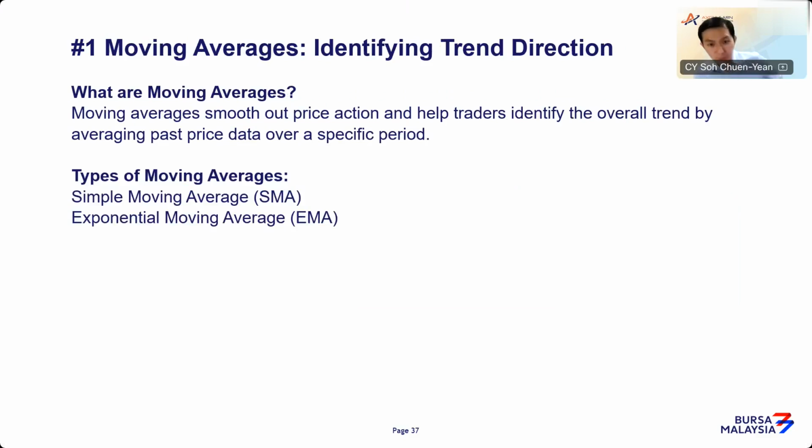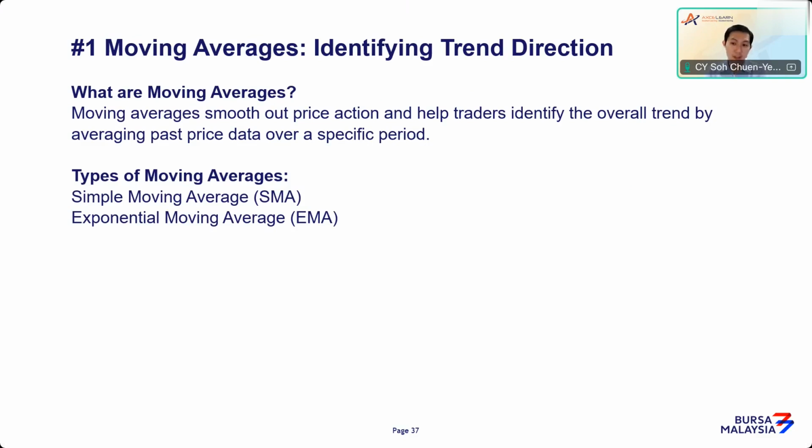Now let's have a look at the first indicator, which is the moving average. I believe you are quite familiar with this, because moving averages are tools to smooth out price action based on the average price data over a specific period. They help traders identify the overall trend by reducing noise and providing a clearer view of the market's direction. So we have the simple moving average and the exponential moving average. Both of them have the same purpose, it's just that the calculation is slightly different.